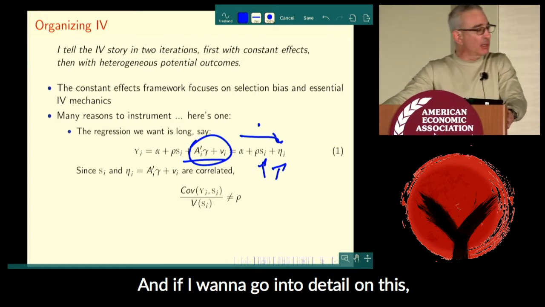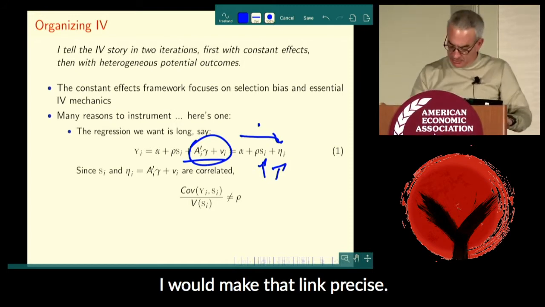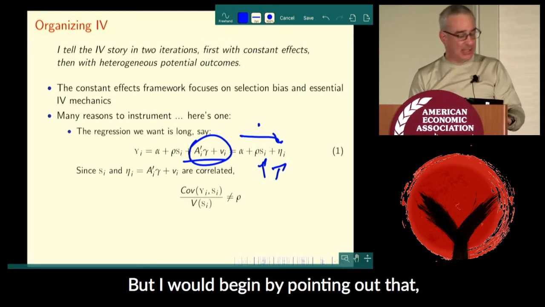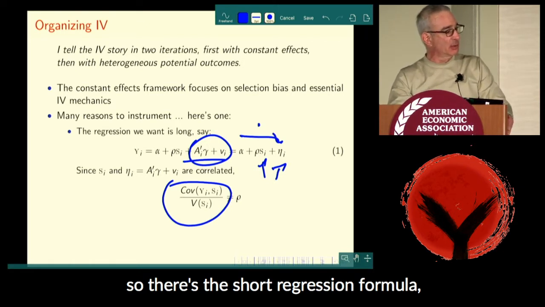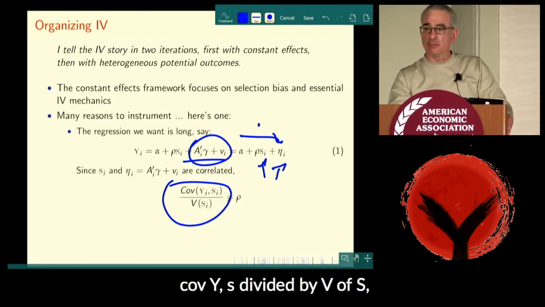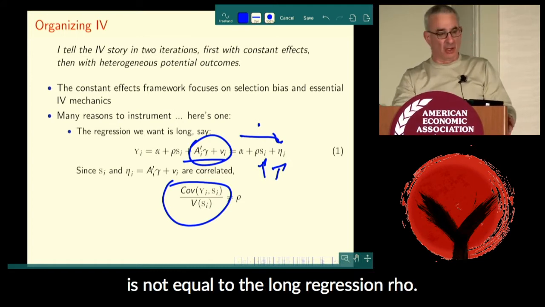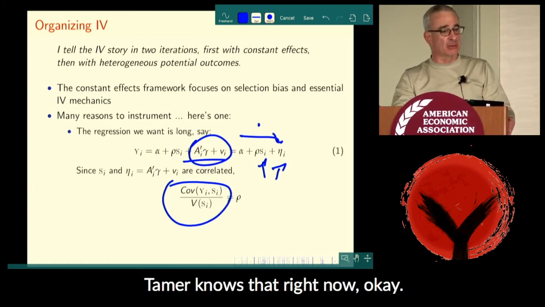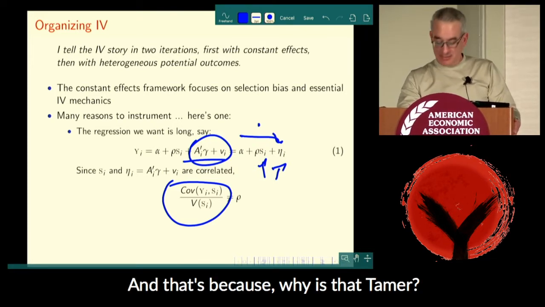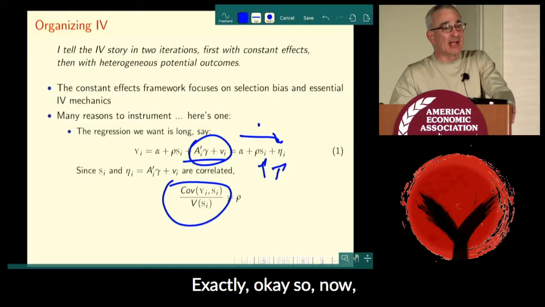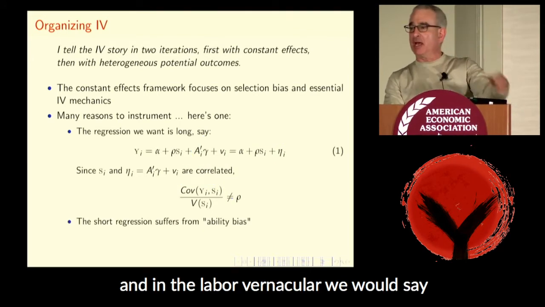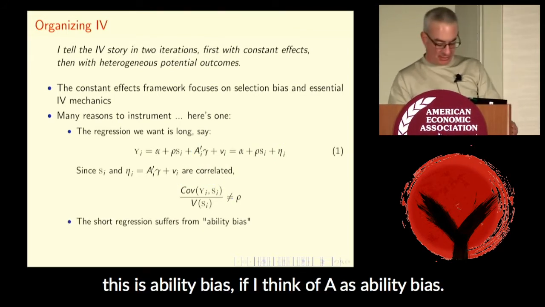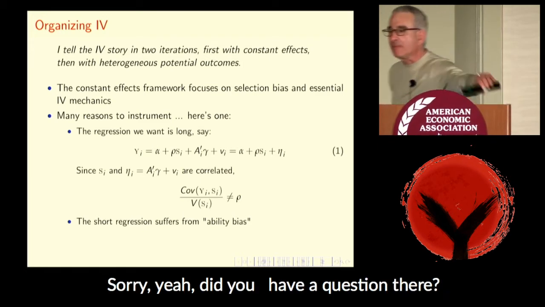And if I want to go into detail on this, I would make that link precise. But I would begin by pointing out that the short regression formula, cov(Y,S) divided by V(S), is not equal to the long regression rho. Tamer knows that right now. And why is that, Tamer? Because there's a correlation between A and S. Exactly. So in the labor vernacular, we would say this is ability bias, if I think of A as ability.